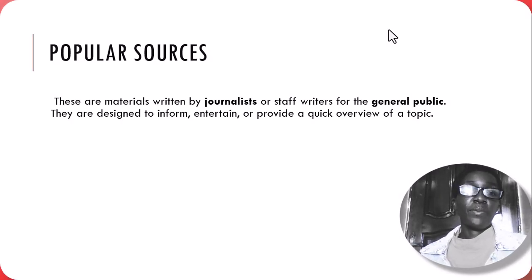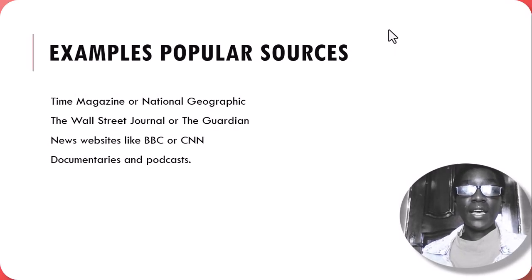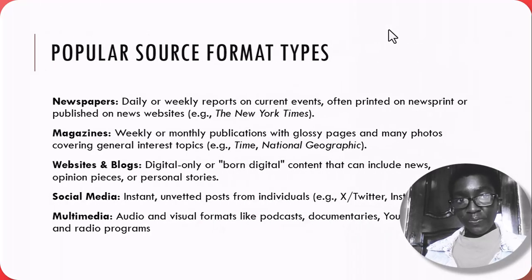Then you also have the popular sources. These are materials written by journalists or staff writers for the general public. They are designed to inform, entertain, and provide a quick overview of a topic. And the examples of these popular sources are Time magazine or National Geographic. We can look at the Wall Street Journal or the Guardian, maybe news websites like BBC or CNN. Then also documentaries and podcasts.